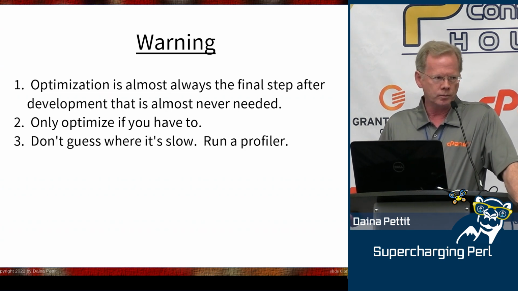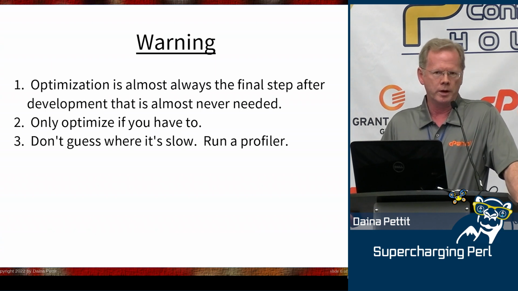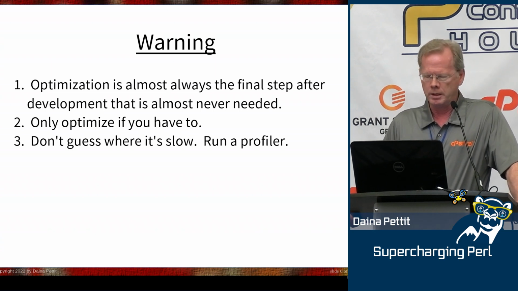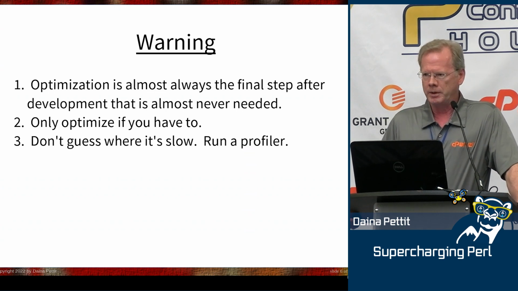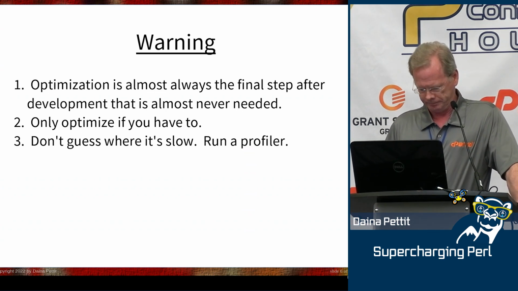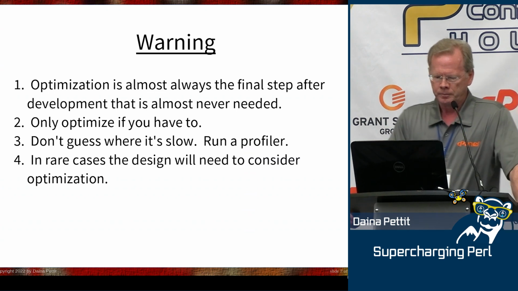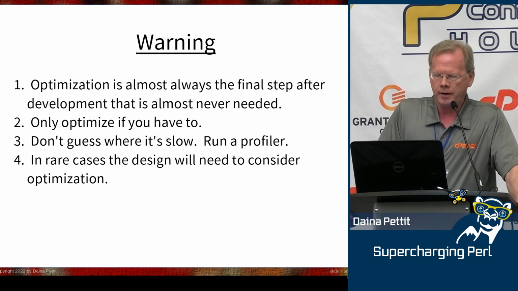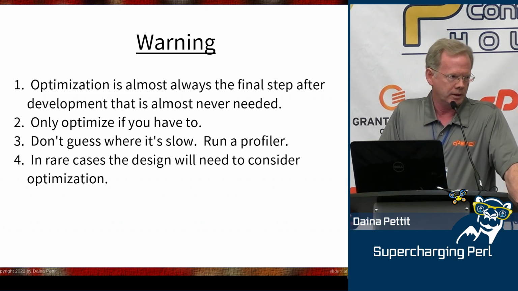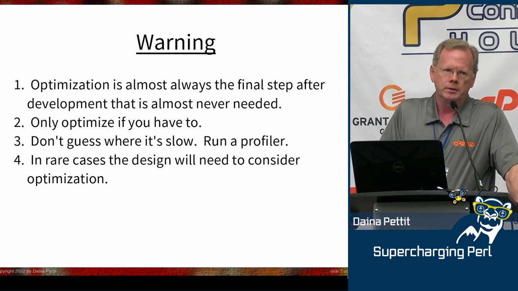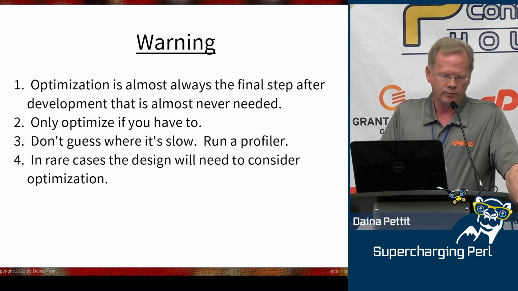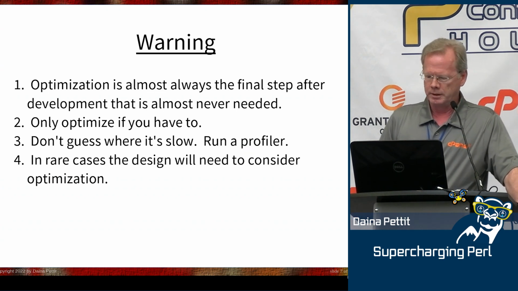I recommend not guessing where it's slow. Run a profiler to actually find out where it is slow. Almost every time I've had to optimize a program, I guessed the wrong thing, and there was something else that was actually slow that I didn't realize. There are cases where you may have to do a design change to get it to go faster, and these tend to be algorithmic things, but most of the time this is not the problem. You can usually get enough tweaking of rather small things to get the performance that we need, but we'll talk about that as well.